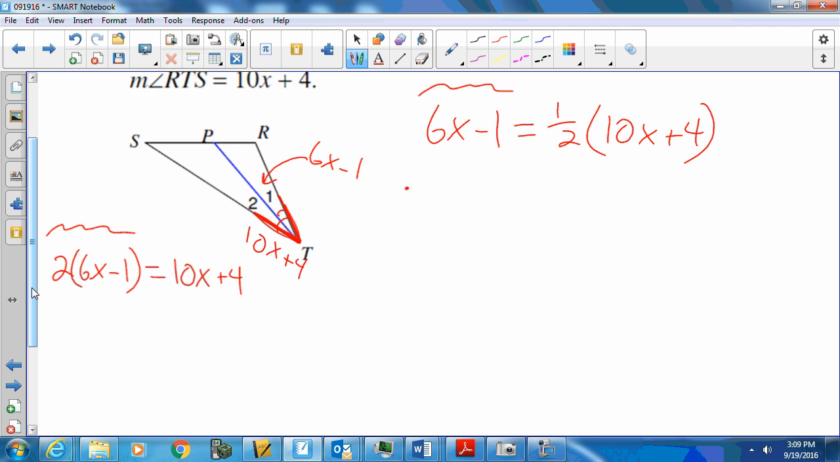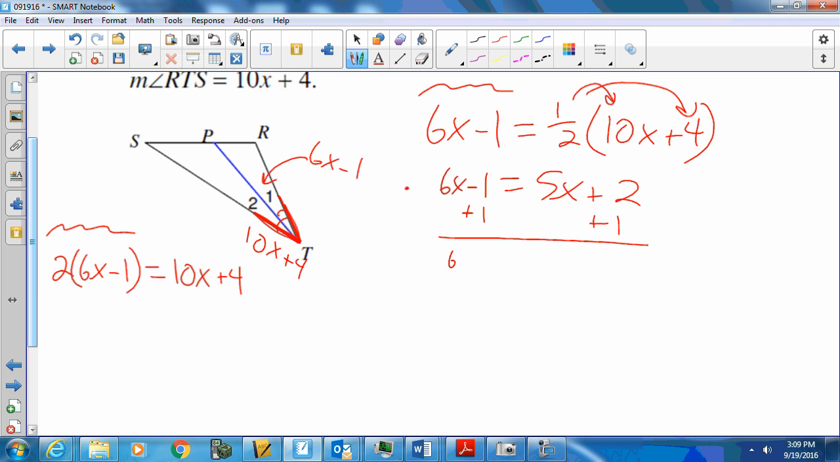I'm going to solve both of them. All right, so here we have 6x minus 1 is equal to, you have to distribute, and that's going to be 5x plus 2. Then you want to, well, any number of things you could do. I'm going to add 1, and then add 1, and I'm going to have 6x is equal to 5x plus 3, right?